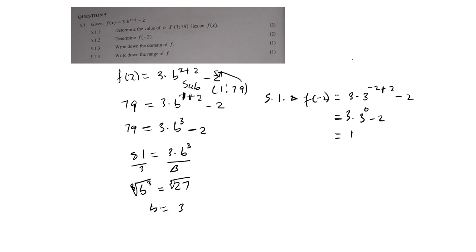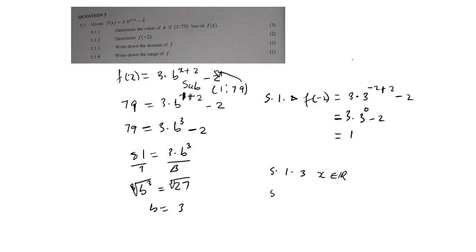So now from this, 5.1.3, write down the domain of f. In terms of the domain, if you check this graph of ours, it's an exponential function, right? Remember, an exponential function, majority of the time, does not cut the x-axis. So we will safely say it's just x element of real numbers. We don't know which numbers are those. For as long as those numbers are real numbers, this graph will be defined.